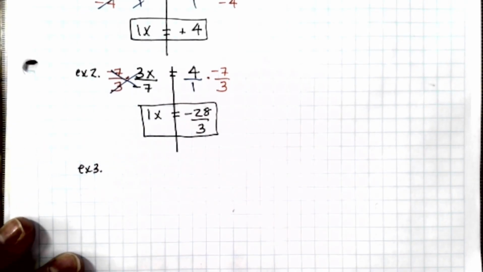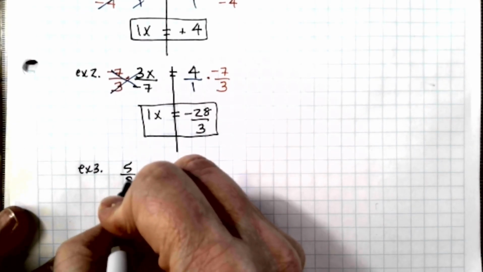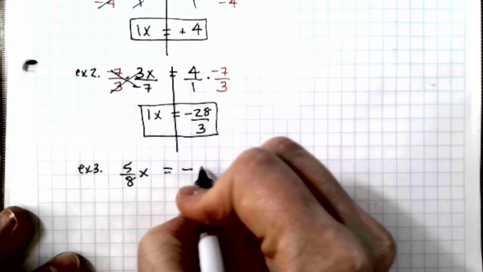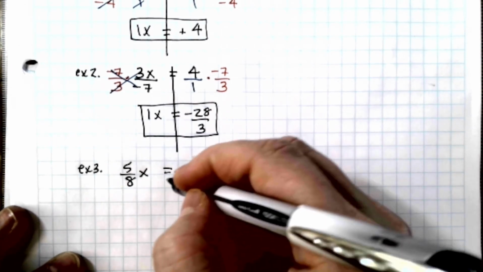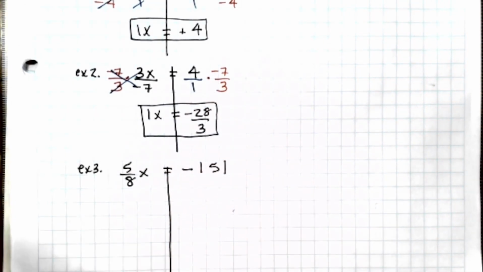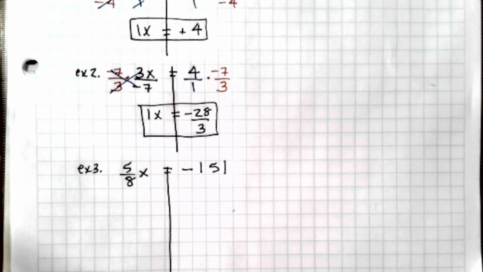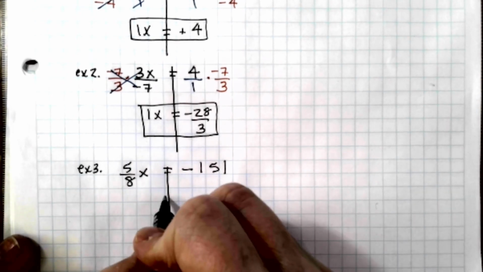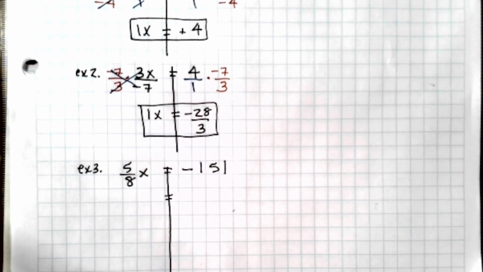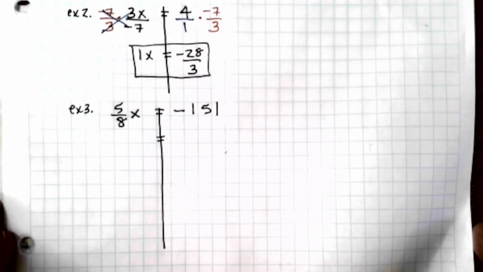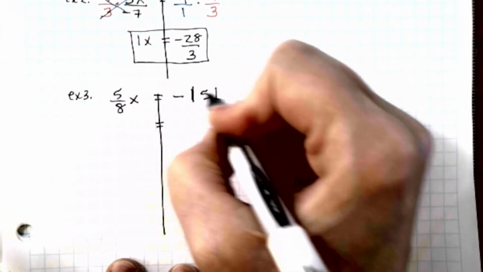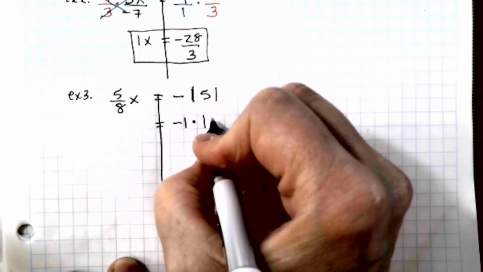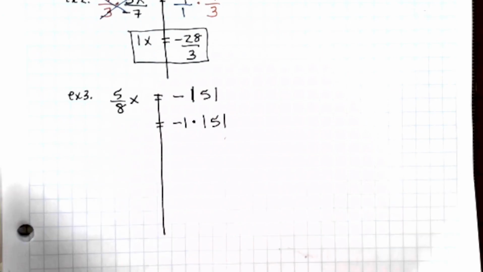All right, third example. This is 5/8 with an x on the side equals a negative absolute value of 5. Put your line down the middle. Now, I picked this one because on our last test, we struggled a bit with simplifying this right-hand side. So we're going to do a really quick remediation on that. Anytime you have a negative in front of a grouping symbol, like an absolute value bar, it means there is a negative 1 being multiplied by the absolute value of 5.